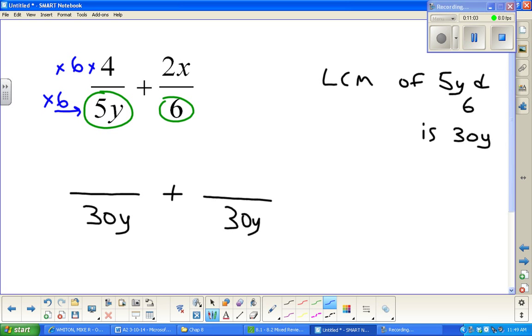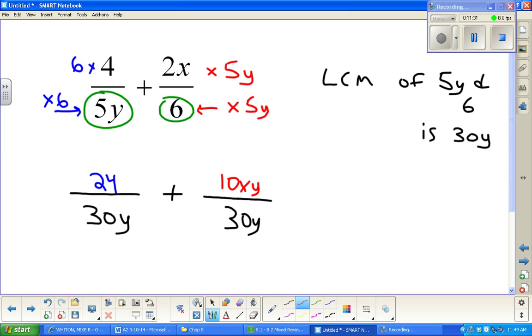Oops, I guess I could put the x on that side. So 6 times 4 is going to give us a 24. So our term on the left here is going to be 24 over 30y. And our term on the right, to make this 6 become a 30y, it got times by 5y. So whatever that numerator is, it's getting times by 5y. So it's really 2x times 5y. It's going to be 10xy.